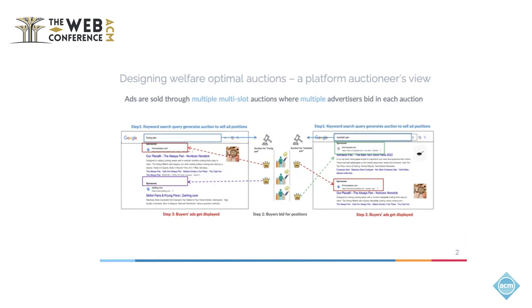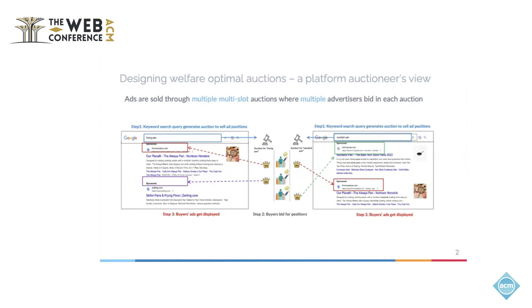So to give this model more context, let me use Google sponsored search as an example. And just as a disclaimer, we're not going to talk about any proprietary products and how Google runs their business. But basically, this is a theoretical model which basically involves allocating ad slots to advertisers when a user submits a keyword search request.